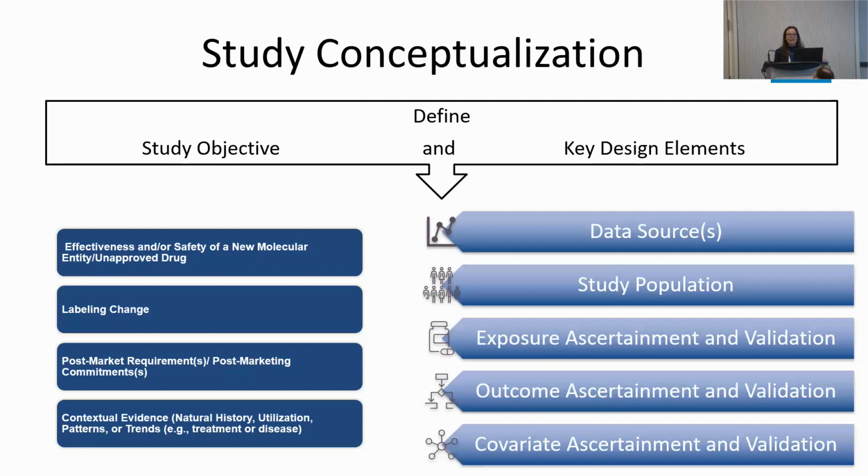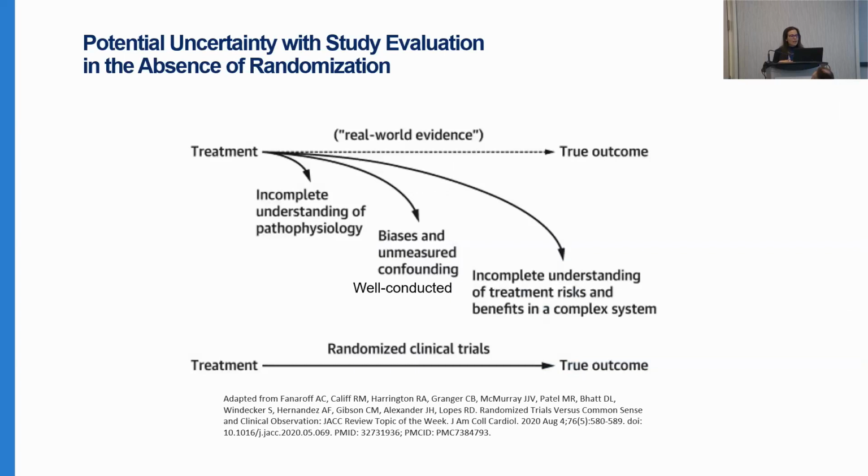And I would emphasize that in the context of regulatory pharmacoepi, for those of you that are in industry, you should speak with the FDA early and often if you are looking to use real-world evidence in your study. And that's because of the potential uncertainty in the context of evaluation in the absence of randomization, right? So this is where the concerns around bias and unmeasured confounding and certain other contexts lead to the potential for uncertainty versus the randomized controlled trial, which is seen as the gold standard.